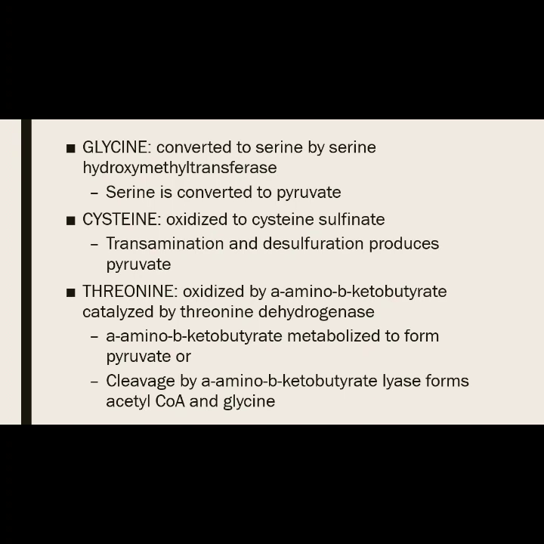Your pyruvate is then produced after the transamination and desulfuration processes. So you have your cysteine sulfonate, which is transaminated, and the sulfur is removed, to produce your pyruvate here. And then you have your threonine. Threonine has a major degradative pathway.